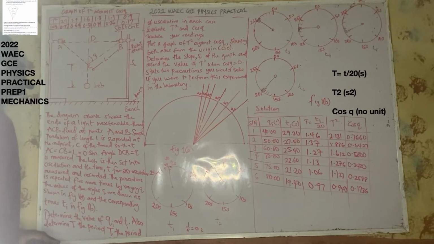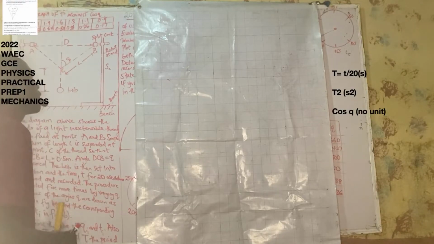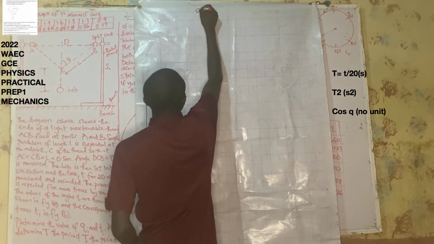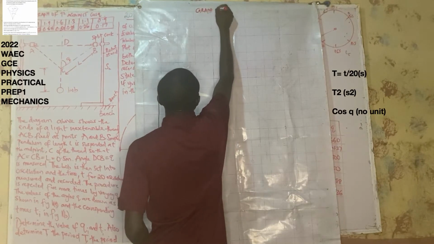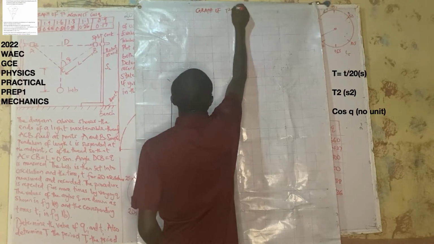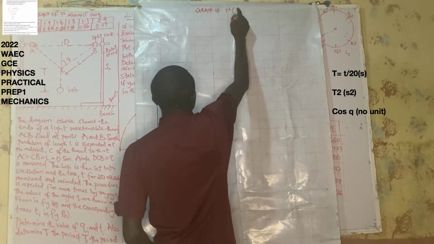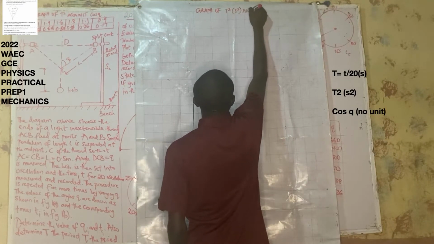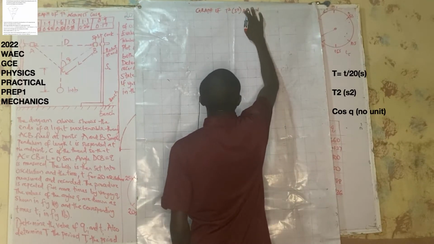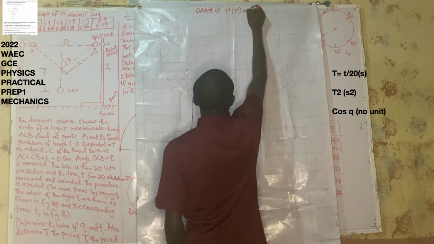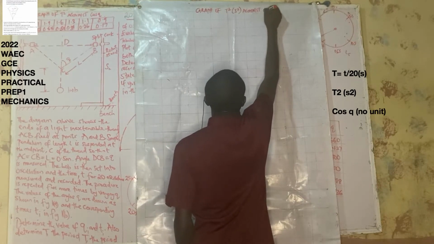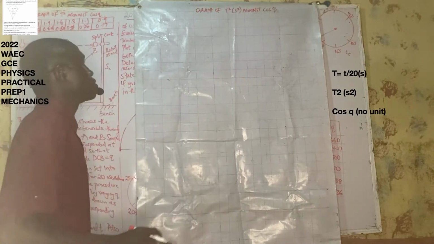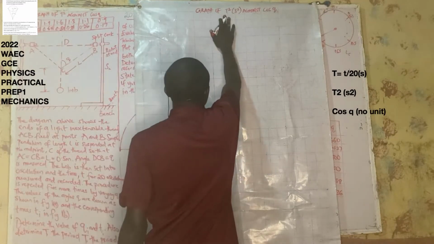So now let's hang our graph, as we're going to plot the graph now. After hanging the graph, we have to plot the graph of t squared. The first thing is to write the title of the graph: graph of t squared against cos q. What is the unit of t squared? That is seconds squared. The cos q does not have units. So the graph of t squared against cos q.